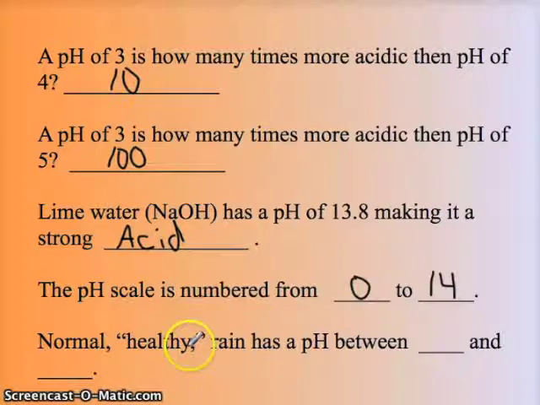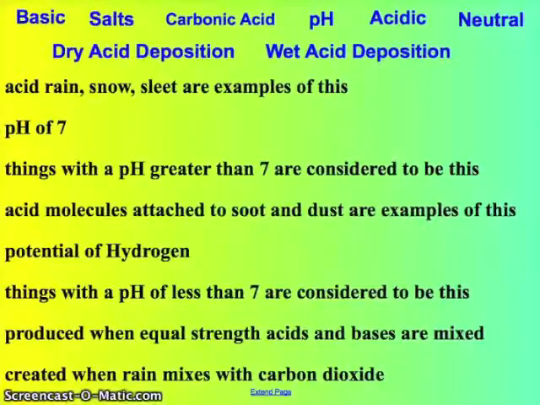Excellent. Normal healthy rain has a pH between what? Do you remember this from our notes? Remember, it's between 5.5 and 6. Sorry, I wrote that badly. Now, if you flip those around on the test, that's fine. So here are some questions for you.